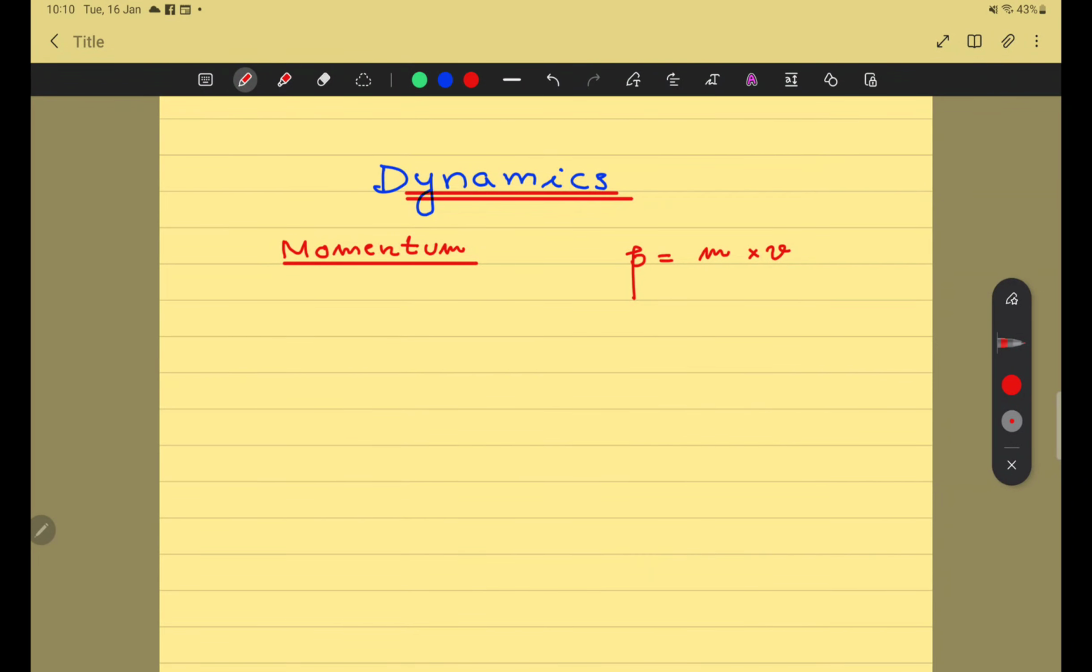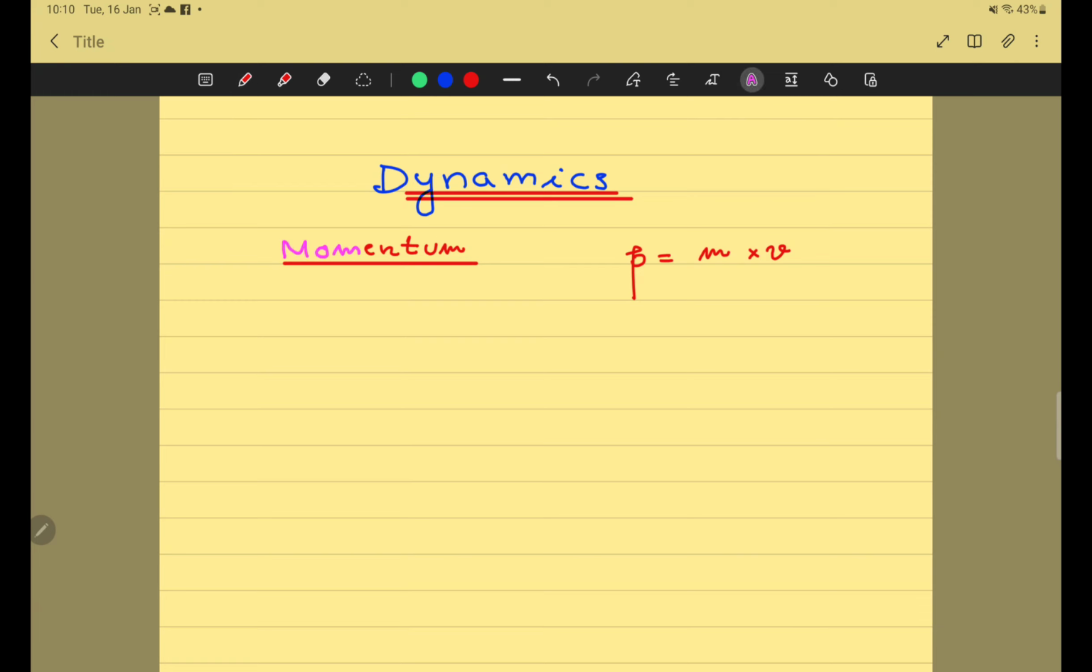Today is 16th January 2023 and we are starting a new chapter that is dynamics. This chapter is composed of different topics, and the main topic of this chapter is momentum and collision. So I am starting with momentum and collision, but as we complete it, we will study more topics in this chapter. So let's start with momentum.